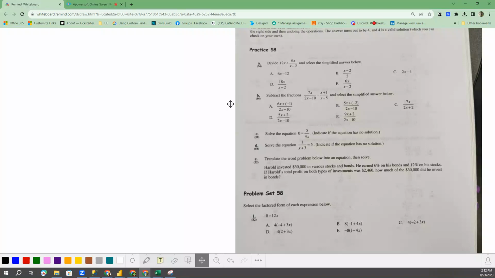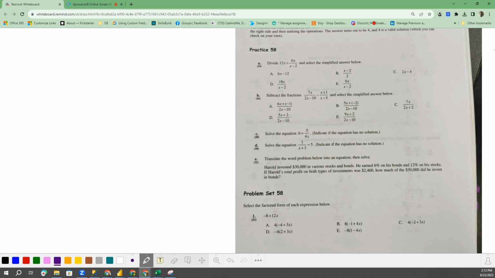Okay, so we're working on lesson or practice number 58. I think we will do whatever we can in here. Okay, so in letter A, again, just like what I mentioned to you before, check first what the problem is asking you. So this is a division sign, I mean division operation.